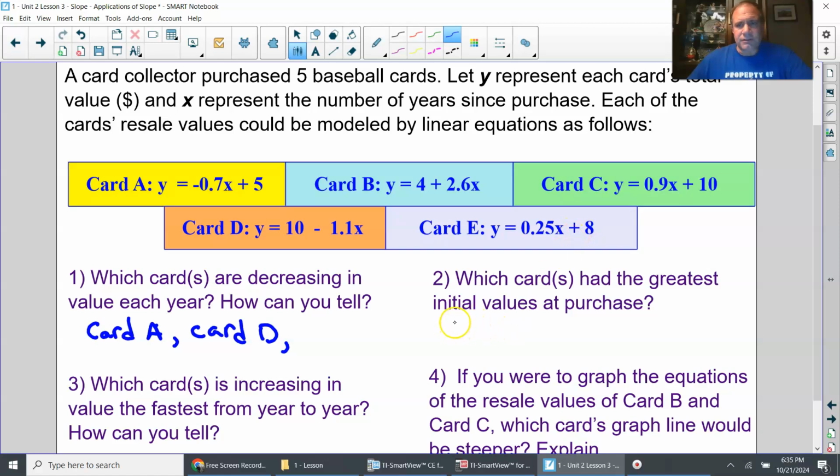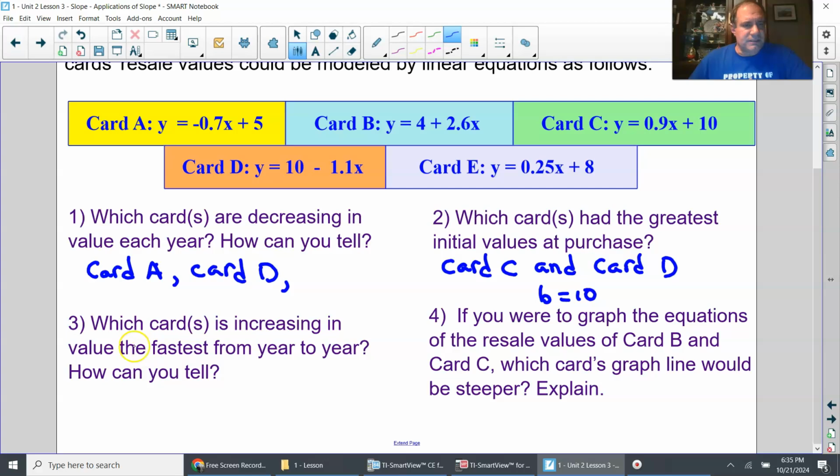So which cards? So card C and card D. And they have a b of 10. Okay, which card is increasing in value the fastest from year to year? So this one's decreasing, so that's out. This one's increasing 2.6, furthest away from 0. 0.9, no. Negative, no. This one. So card B. The m, you could tell by the m being the furthest away from 0, is 2.6.